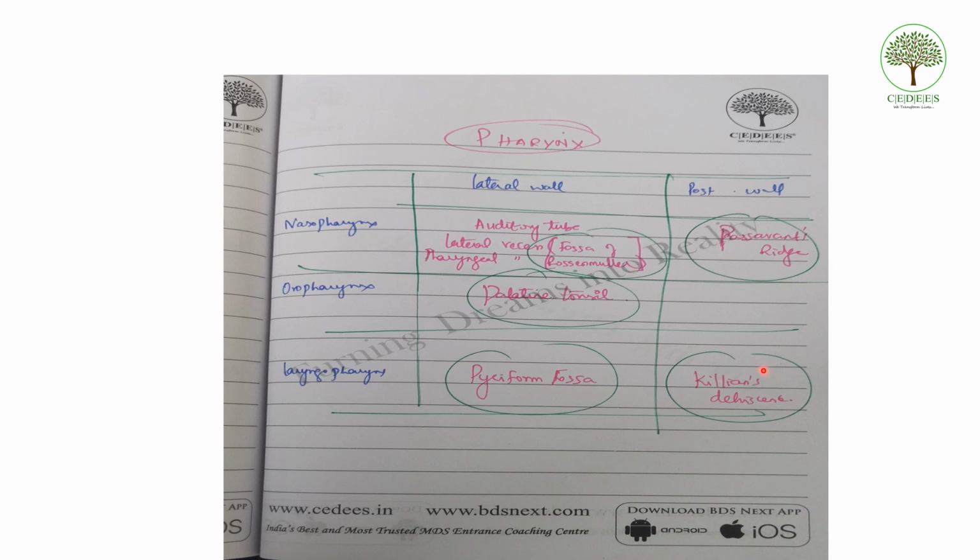What is Killian's dehiscence? Killian's dehiscence is a thin area of the thyropharyngeus on the posterior wall of the laryngopharynx, which may give rise to a pharyngeal diverticulum.